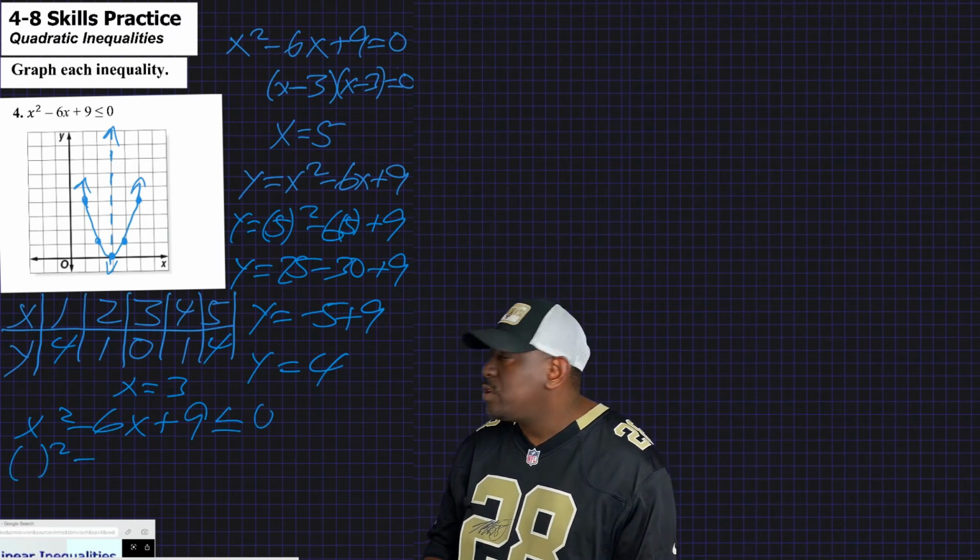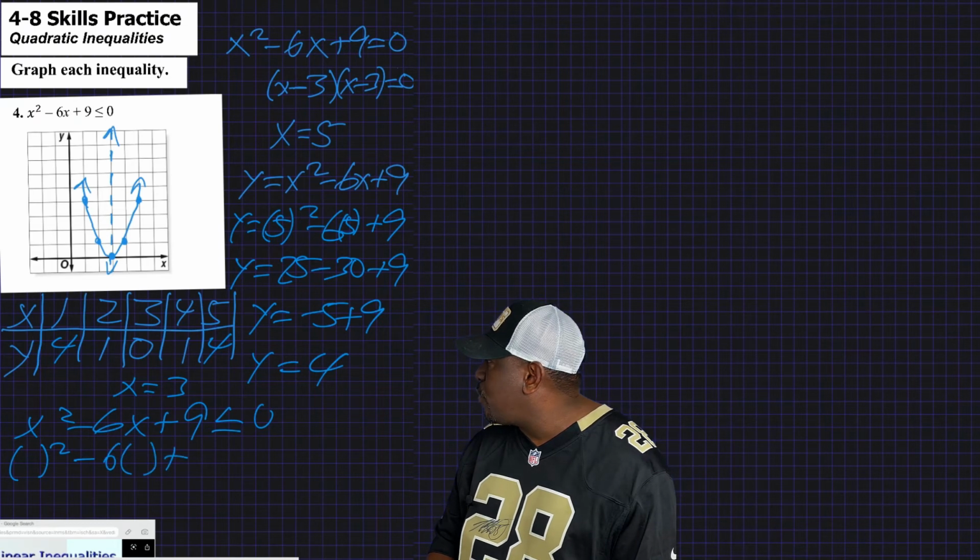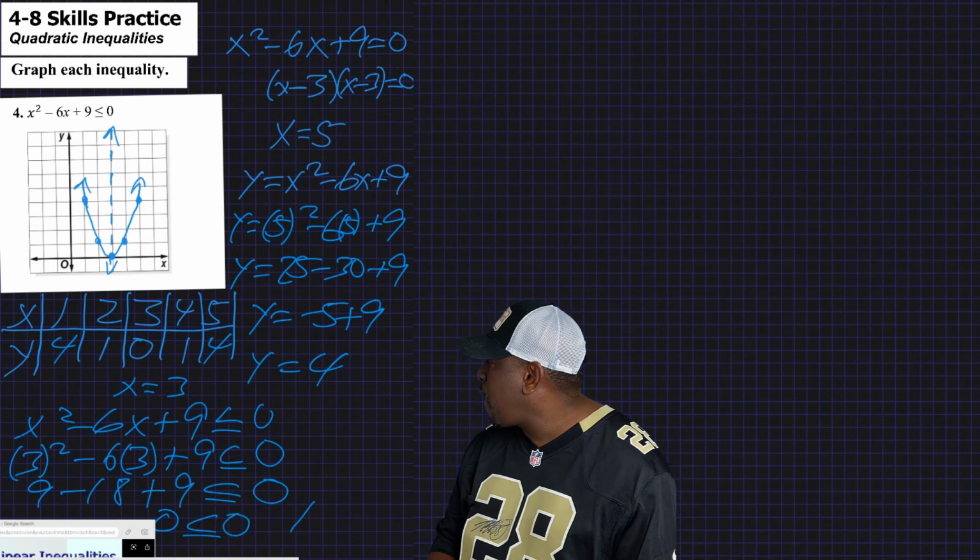And so we write our general form, set less than or equal to 0. We're going to pick x equals 3. We're going to substitute that in to see if that's true or not. And x is equal to 3. And that one is true.